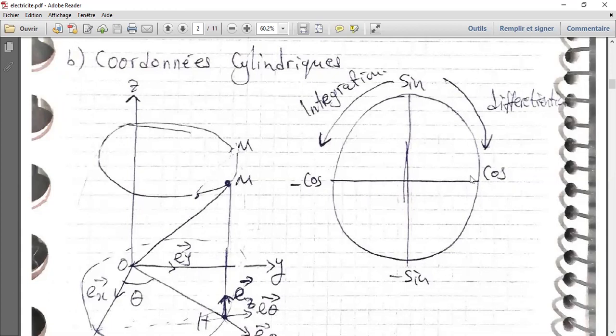If I integrate cos, it will give me sine. So you just have to check the diagram, and you won't have any difficulty. I'll send the PDF.